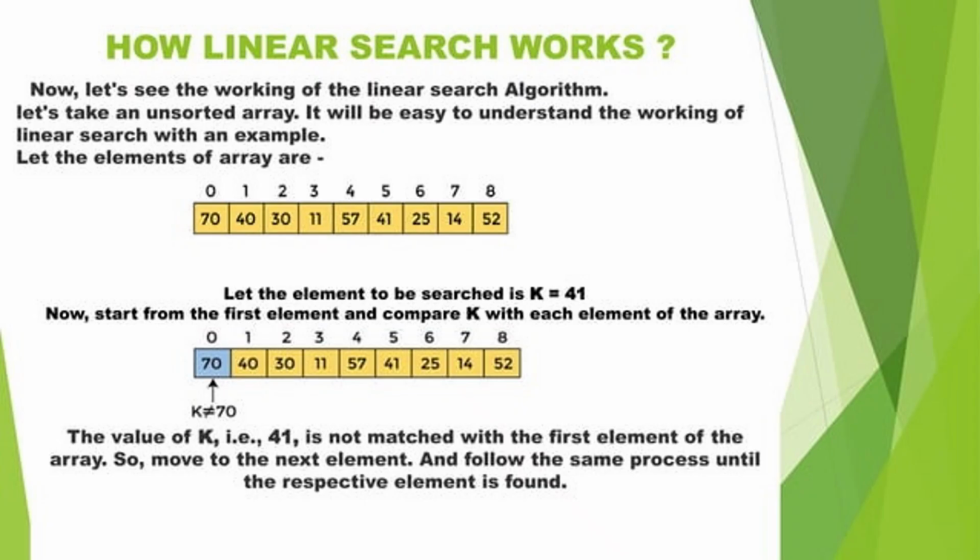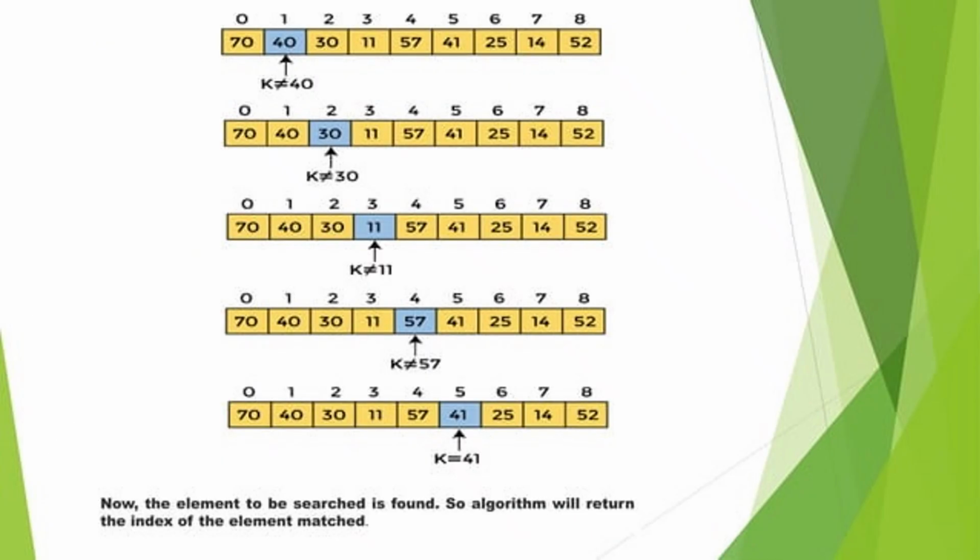What is the next number, at index 2? It is 30. Not matched. Move to the next index, 3. It is 11. Not matched. Then move to index 4. Index 4 has 57. Again not matched. Move to index 5. Index 5 has the number 41. We also have chosen the number 41. So the number is found at index 5.